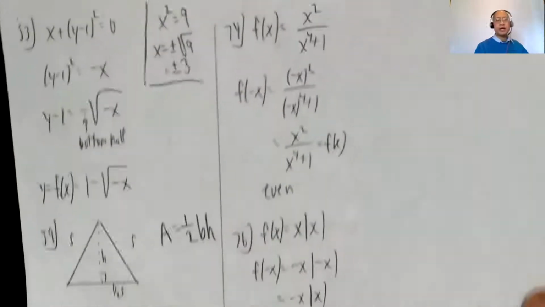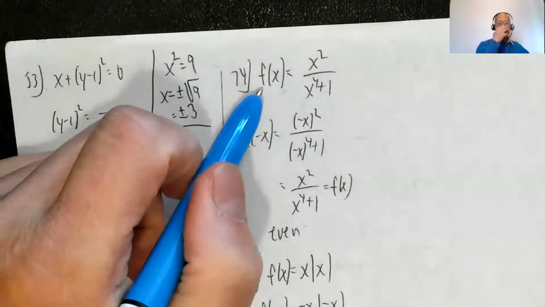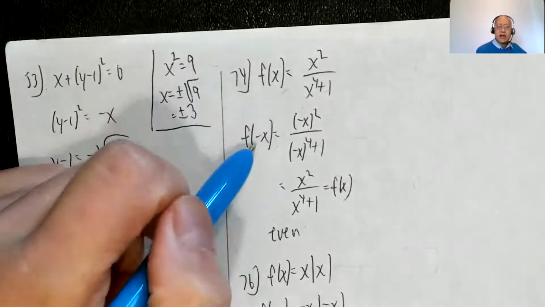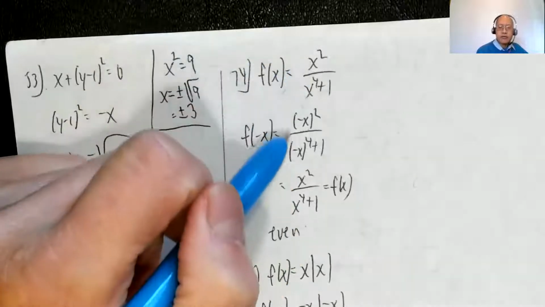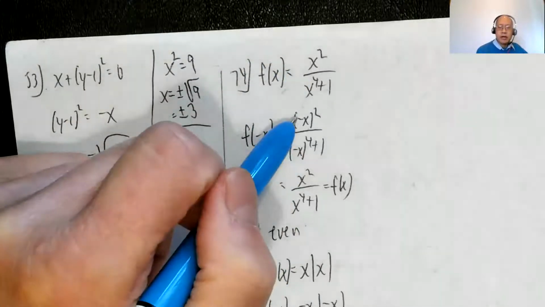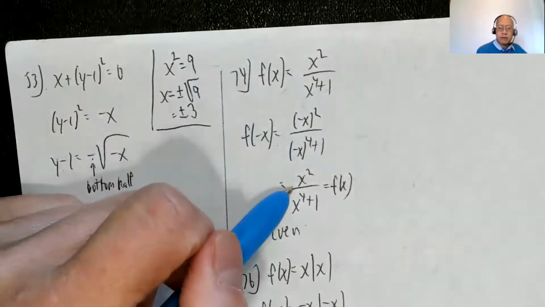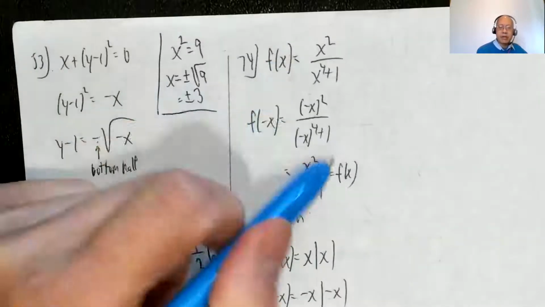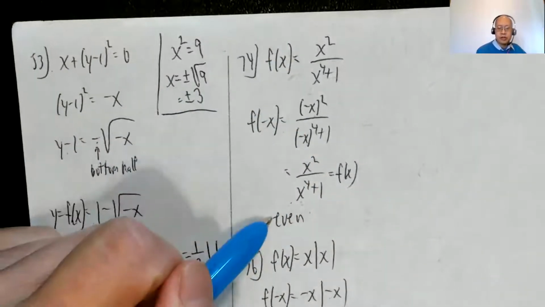Right, so the technique is you plug in negative x. So for 74, here's the original f of x. If I replace x with negative x, I get negative x squared over negative x to the 4th plus 1. But negative x squared is the same as x squared. Negative x to the 4th is the same as x to the 4th plus 1. I get back the original function. So this is an even function.